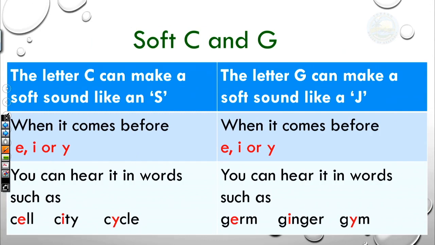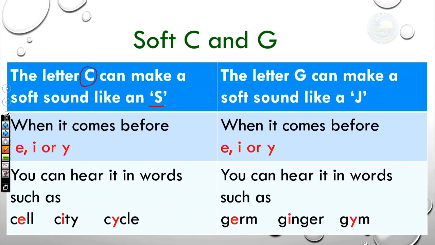The letter C can make a soft sound like an S. And we know the sound that S makes. It says S. When C comes before E, I, or Y, you can hear such a sound. And we call that sound a soft sound. For example, in the word cell. Are you hearing the S sound at the beginning?